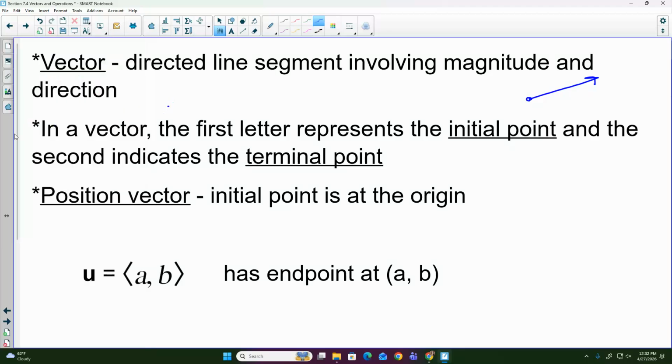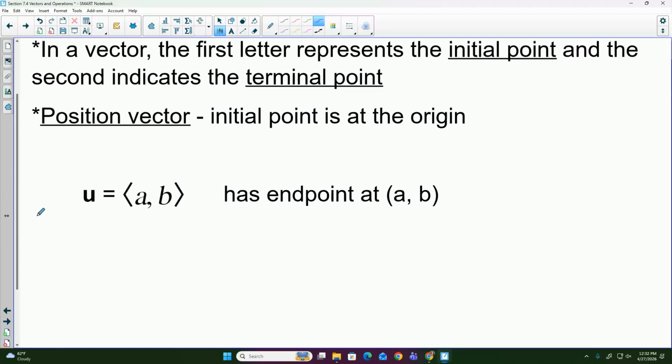So if I said the vector is -2, 4, all that means is you have a ray that starts at 0, 0. It ends at -2, 4. And the only difference is it has an arrow on the end instead of just a point. Okay, that's what a vector is.